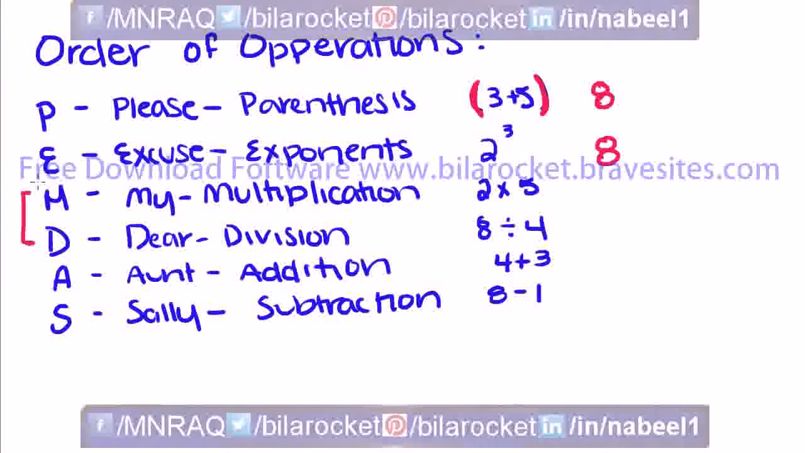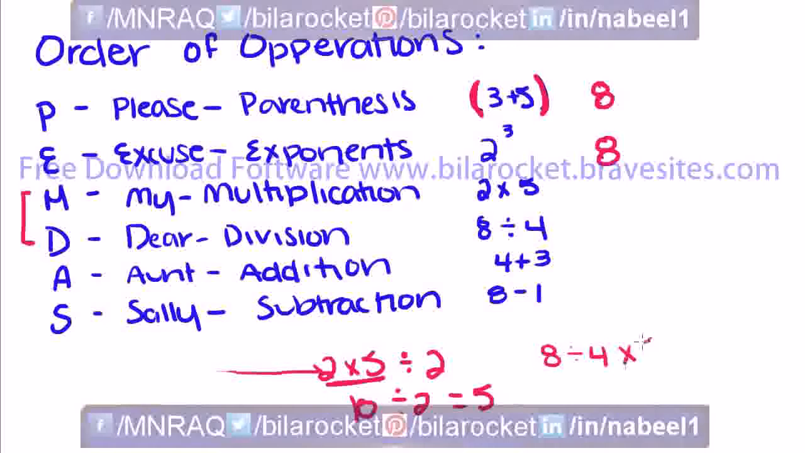What determines it is, if I had 2 times 5 divided by 2, I start coming from the left and I do what appears first. So I would do 2 times 5, which is 10, divided by 2, which is 5. But if it was 8 divided by 4 times 5, I would do division first: 8 divided by 4, which is 2, times 5 equals 10. So sometimes you have to do division first, or sometimes multiplication comes up first. So that's how we determine those two.